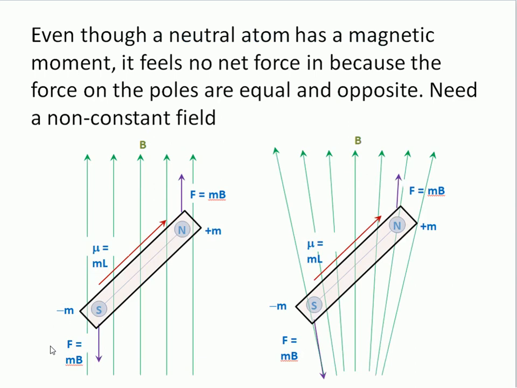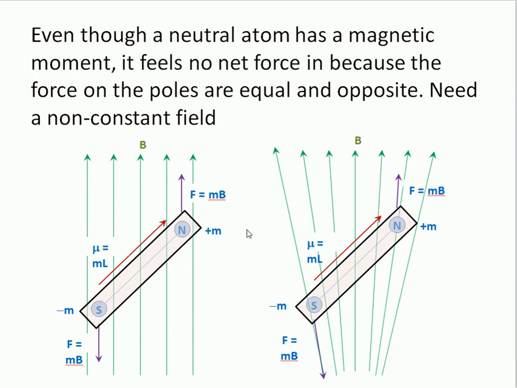Okay, now, even though a neutral atom has a magnetic moment, it still feels no net force in a magnetic field. I didn't write that down, because the force on the poles are equal and opposite. Right? So this will precess, but it's not going to move anywhere. It's not going to translate. It doesn't feel any net force. It won't accelerate at all.